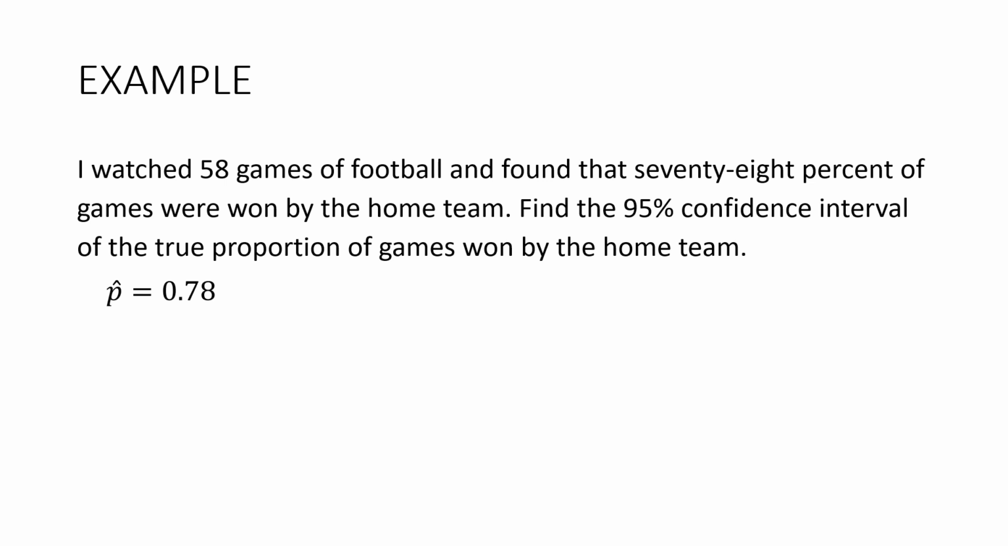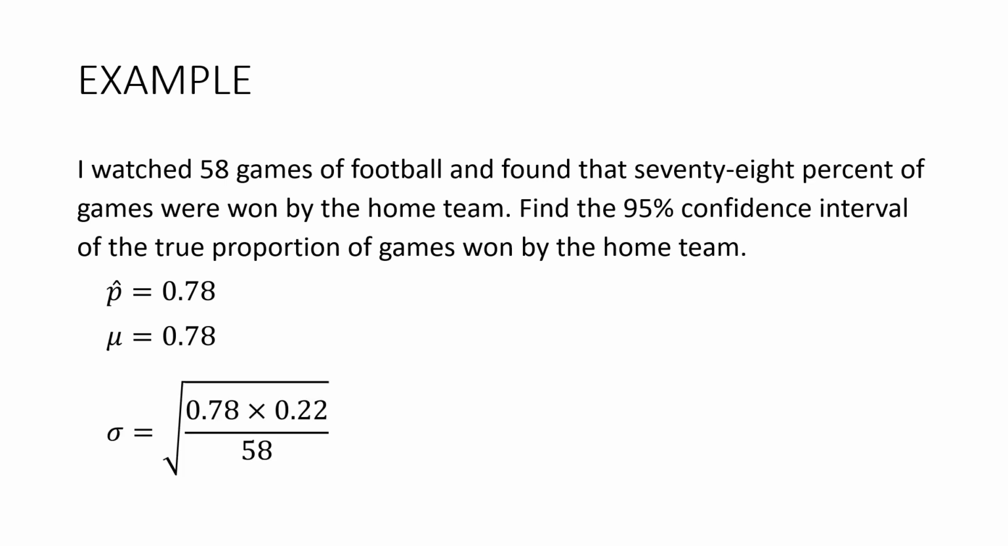So we know that p hat is equal to 0.78. Now normally we would work out the expected value of p hat and we would say that that was equal to p, the true proportion of games. We actually don't know it. So we're going to use 0.78 as an estimate. So mu is 0.78 and sigma is the square root of p hat multiplied by 1 minus p hat divided by 58, which is n. So our standard deviation is 0.054.